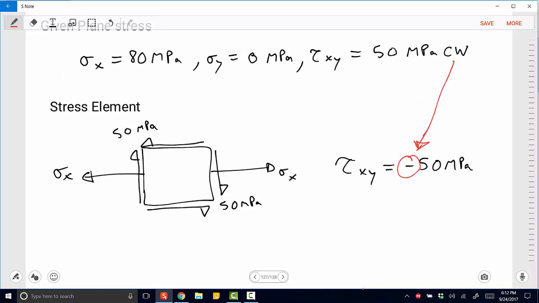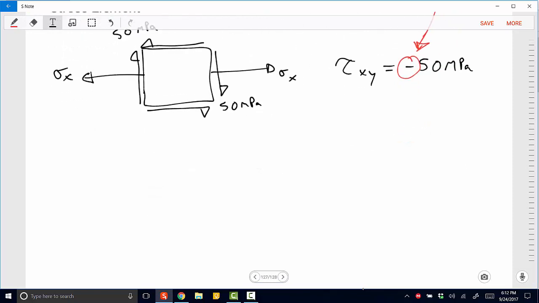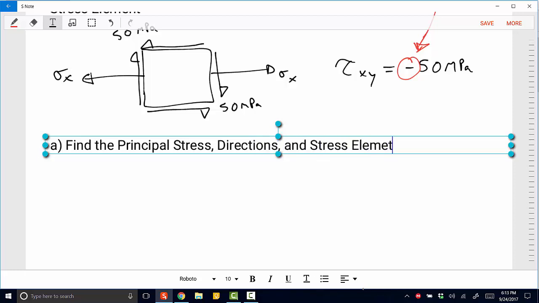So the knowledge of clockwise tells us how to draw our stress element, and then also how to use our shear stress in our equation. So now that we've done that, let's go ahead and hear what the first part of this problem is. So part A of this problem is to find the principal stresses, directions, and the stress element.